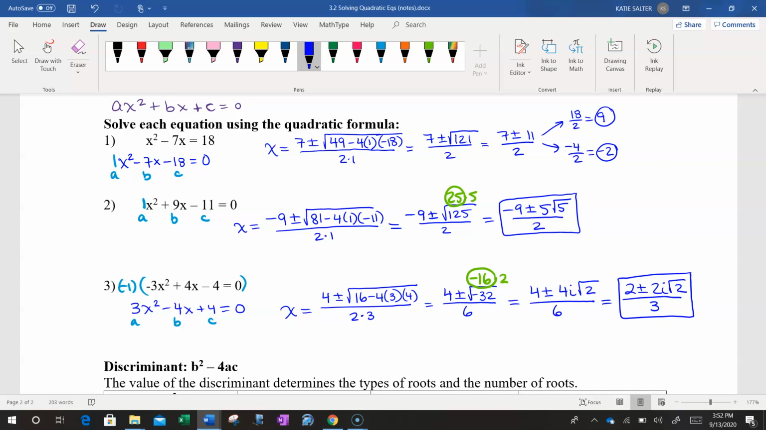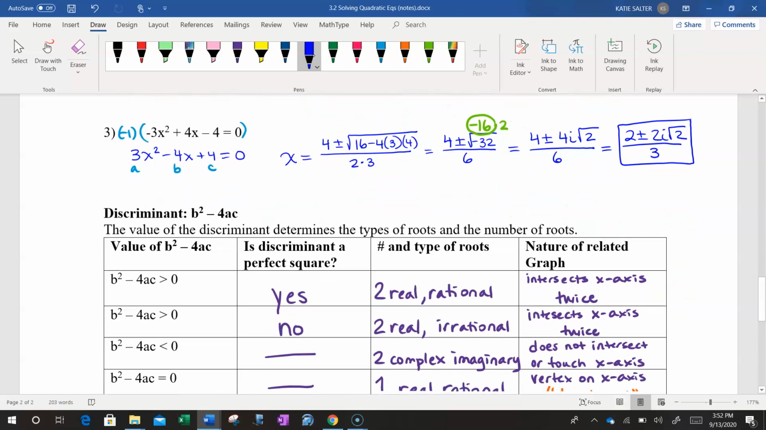So here's where the discriminant is important. The discriminant is the part under the square root. And if you look at each one of these, the first one we had 121, which was a positive perfect square. The second one, the discriminant is 125, which is positive but not a perfect square. And the third one, the discriminant is negative.